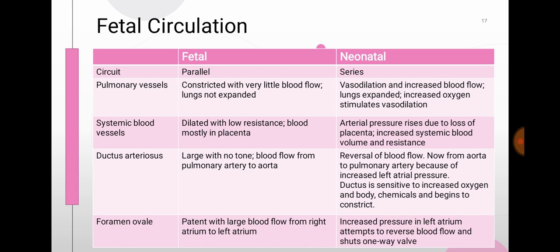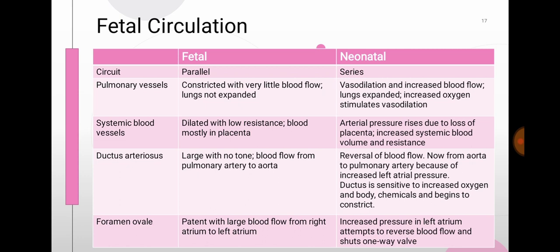Next is your foramen ovale. This is present in fetal life. The foramen ovale is an opening between your right atrium and your left atrium. This allows the blood to go directly to the left atrium so that it can be distributed throughout the body, allowing the blood to shift from right to left. On the other hand, upon birth, there's an increased pressure in the left atrium, so this would reverse the shunt and close the foramen ovale.